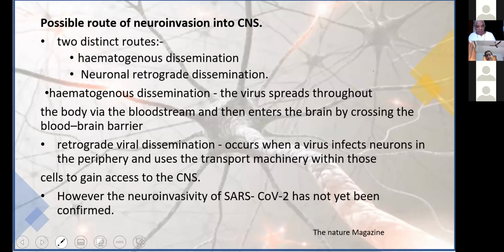The next one is the most interesting one, where we get into the central nervous system. How the virus enters the central nervous system has not been confirmed, but it could probably be due to two distinct routes: hematogenic dissemination and neuronal retrograde dissemination. Hematogenic dissemination is the virus spreading throughout the body via the bloodstream, after which it crosses the blood-brain barrier and enters the brain. Retrograde viral dissemination is when the virus infects a neuron in the periphery, uses its transport machinery, and then gains access to the central nervous system. However, the neuroinvasive capacity of SARS-CoV-2 has not been confirmed. So far, we are sticking to hematogenic dissemination.